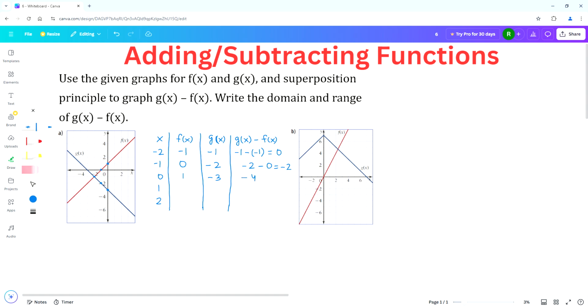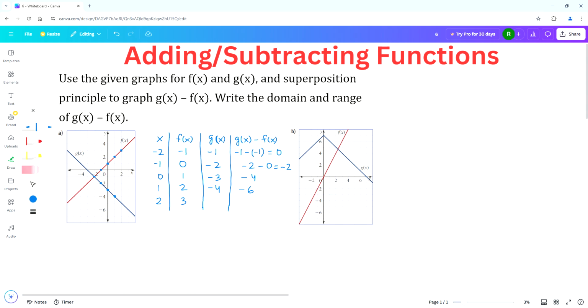At x equals 1, f(x) is equal to 2, this point on the red line. At x equals 1, g(x) is equal to -4, this point on the blue line. So at x equals 1, g(x) minus f(x) is equal to -4 minus 2, which is equal to -6. At x equals 2, f(x) is equal to 3, this point on the red line.